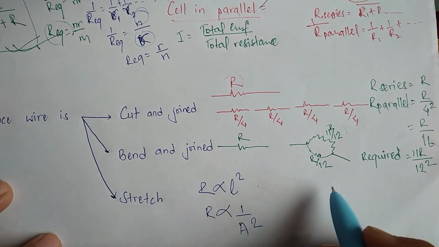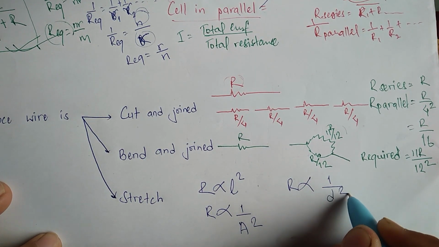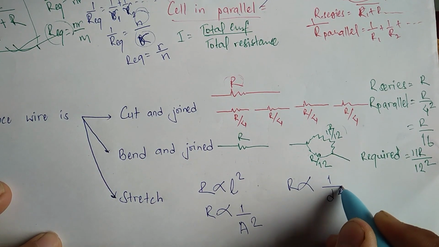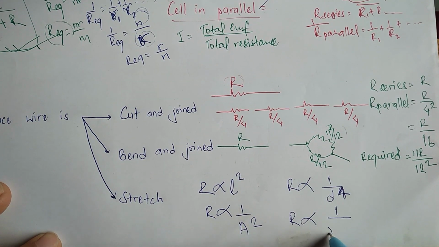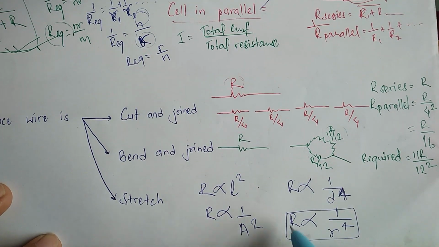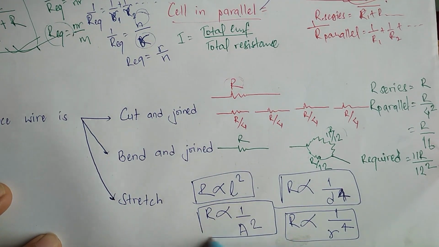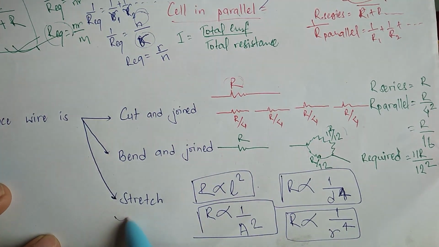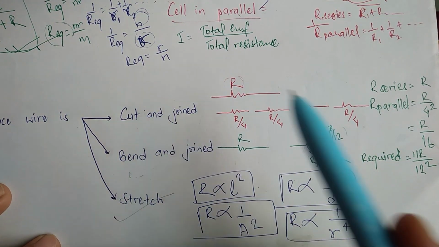From this we can derive more. R is directly proportional to 1 by diameter square, diameter to the power 4. Then R is directly proportional to 1 by radius to the power 4. These are the 4 relations that you must remember to find out stretch problems, bend and joint problems, cut and joint problems.